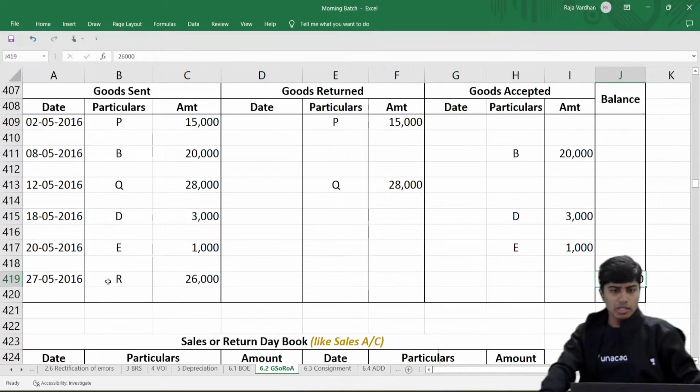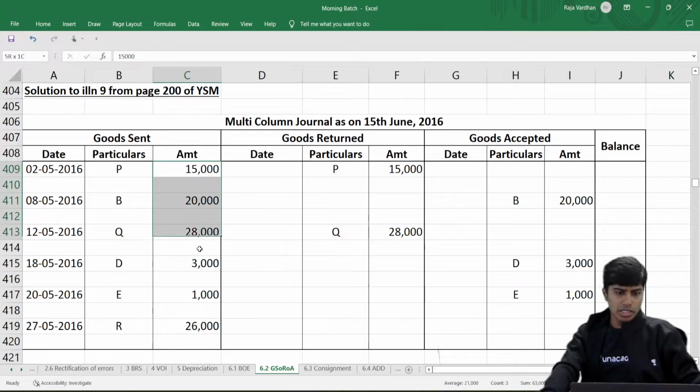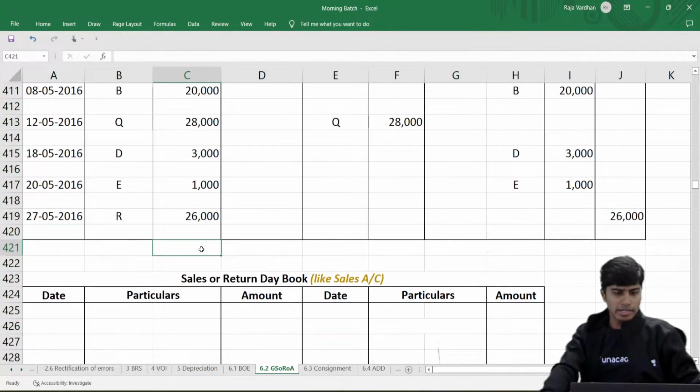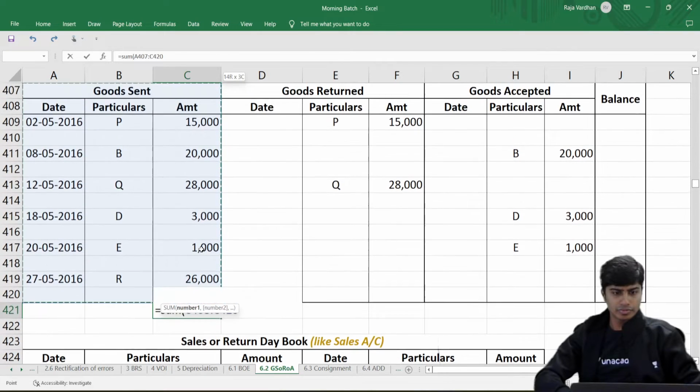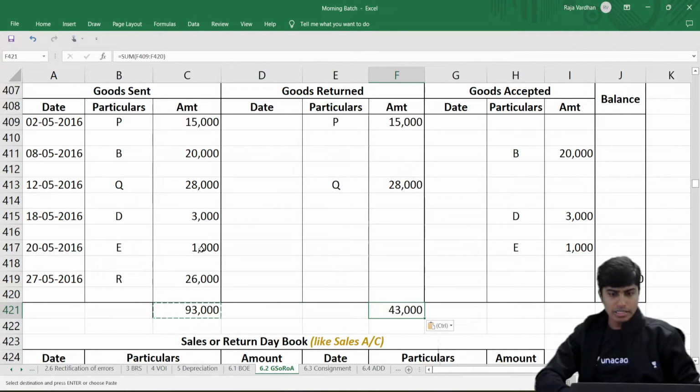Now remember, how much is the total goods sent? 25 plus 20 plus 28 plus 3 plus 1 plus 26. I'll take the total here, which would come in handy. Total goods sent is 93,000. Returned is 43. Accepted is 24 and balance is 26.